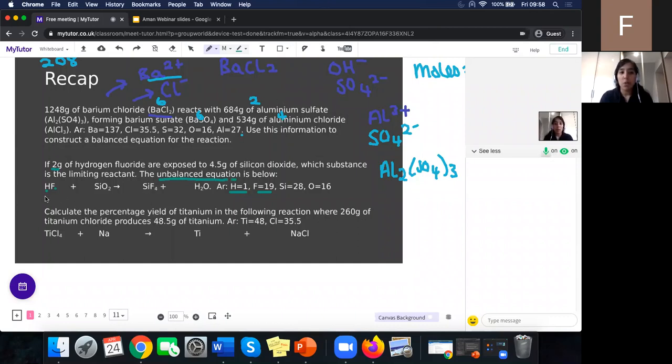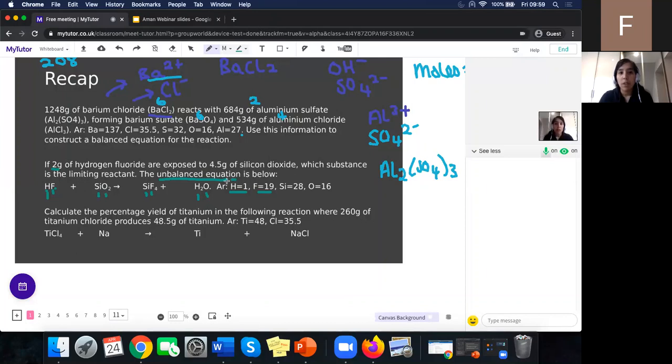So if we have a look, what isn't balanced, we've got 1 hydrogen here, but 2 on the product side, 1 fluorine, but 4 on the product side, 1 silicon, 2 oxygens, 1 oxygen. So what do we need to do to balance that equation? What's going to help us balance it?